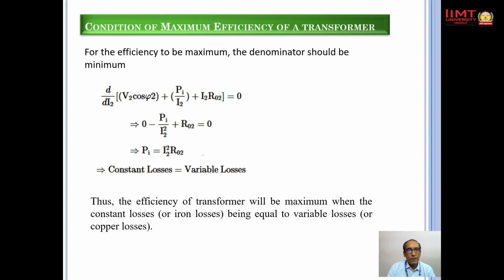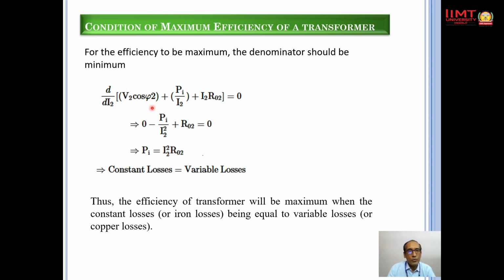Next, to obtain the maximum value of efficiency, the denominator should be minimum. In the previous slide, we have the fraction V2 cos phi 2 upon V2 cos phi 2 plus Pi upon I2 plus I2 R02. So the derivative of this denominator part, V2 cos phi 2 plus Pi upon I2 plus I2 R02, with respect to the variable current, that is I2, must be equal to 0 to get the maximum value of this efficiency.